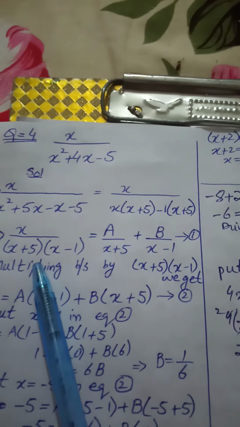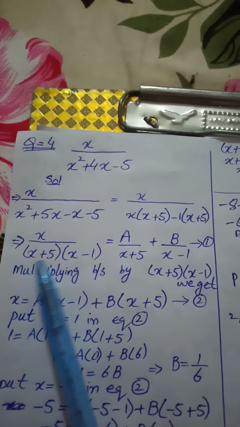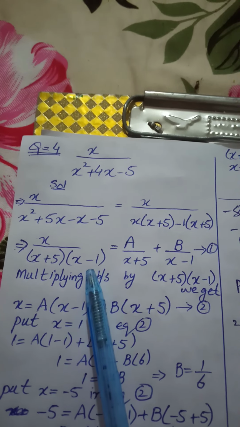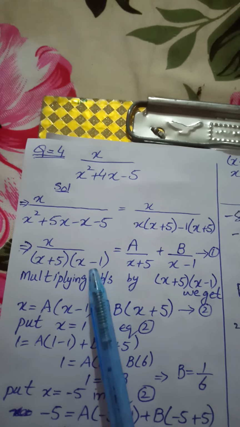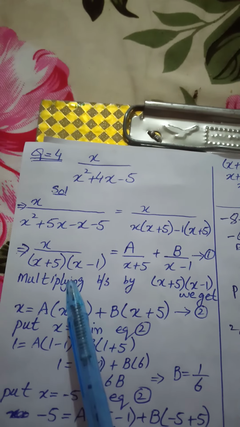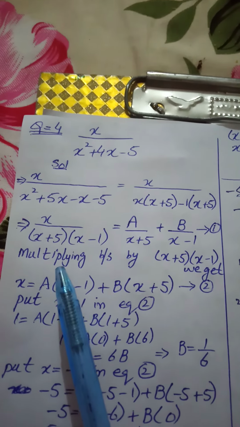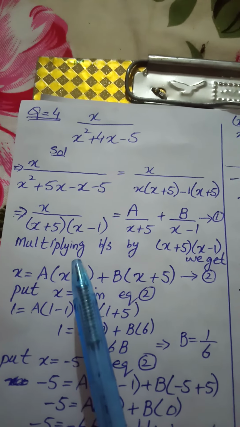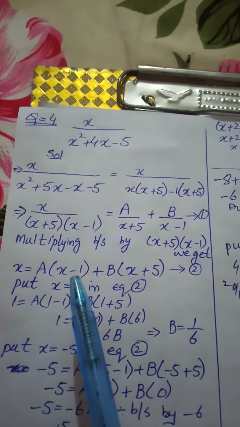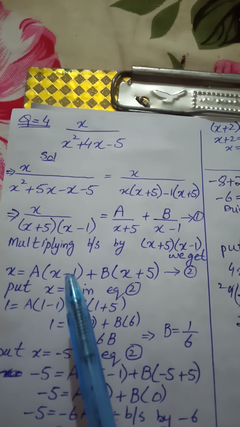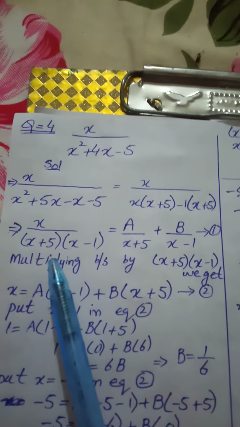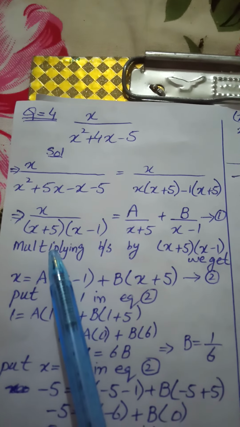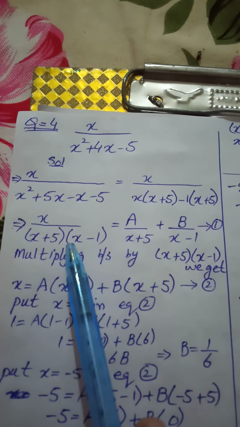Now you can see that this is one linear equation, this is the second linear equation. So it is actually the product of linear equations. And we know that the product of linear equations gives us the highest degree, which is 2. It means that when we multiply these terms, it gives us a quadratic equation. Here we can solve it by partial fractions, so we need not multiply it.